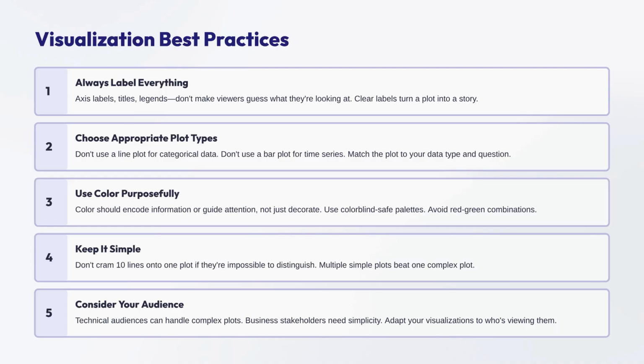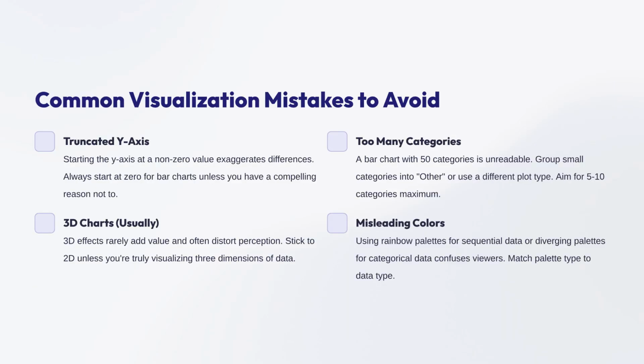For best practices, always label everything clearly, choose the appropriate plot type for your data, use color purposefully to encode information, keep your plots simple, and consider your audience. Avoid common mistakes such as truncating the y-axis on bar charts, using too many categories, relying on 3D charts, and using misleading color palettes for your data type.